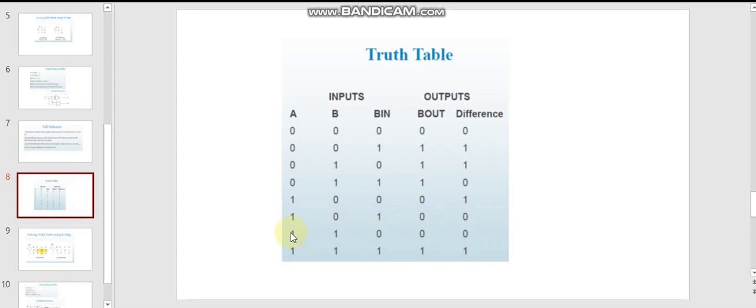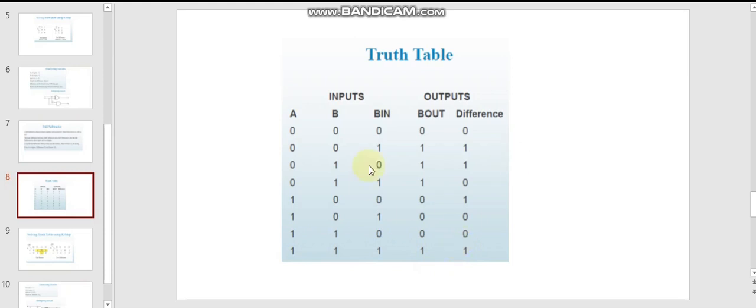Next case, when A is 1 and B is equal to 1, their difference would be 0, and the borrow would be 0 and the difference is 0. 0 minus 0 is also 0. In the final case, when all three inputs are equal to 1, the difference between A and B would be 0. When I subtract this input from 0, I will need to take a borrow, so the borrow would be equal to 1 here, and we also get a difference which is equal to 1.